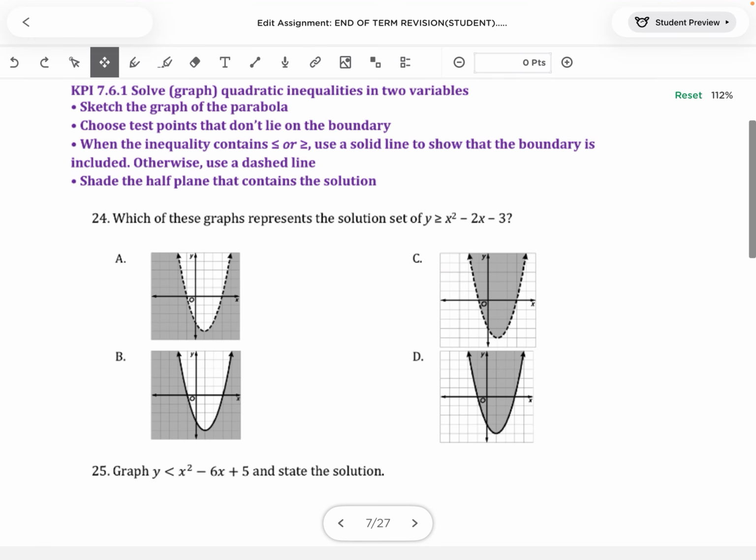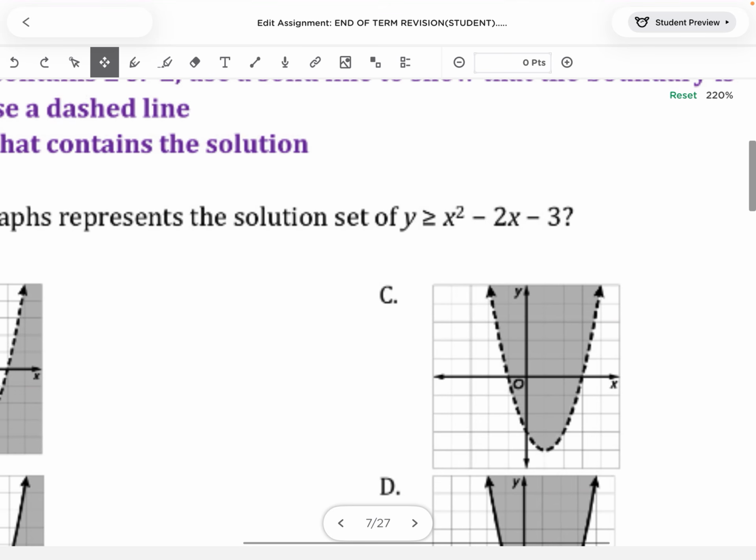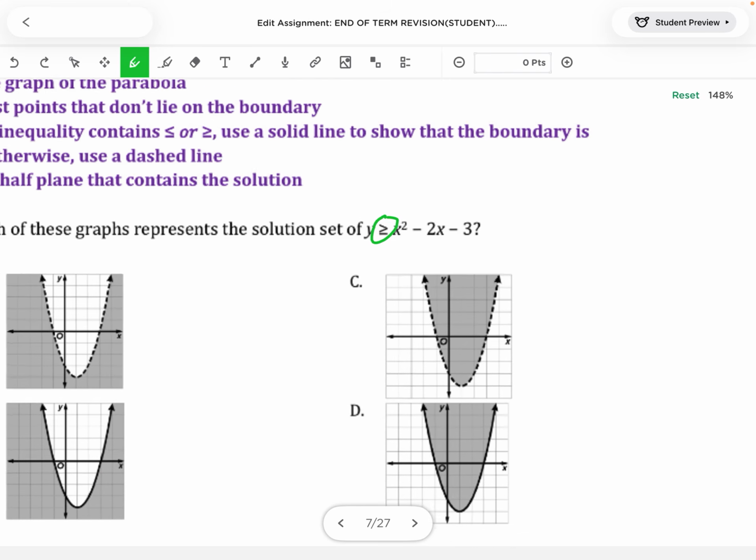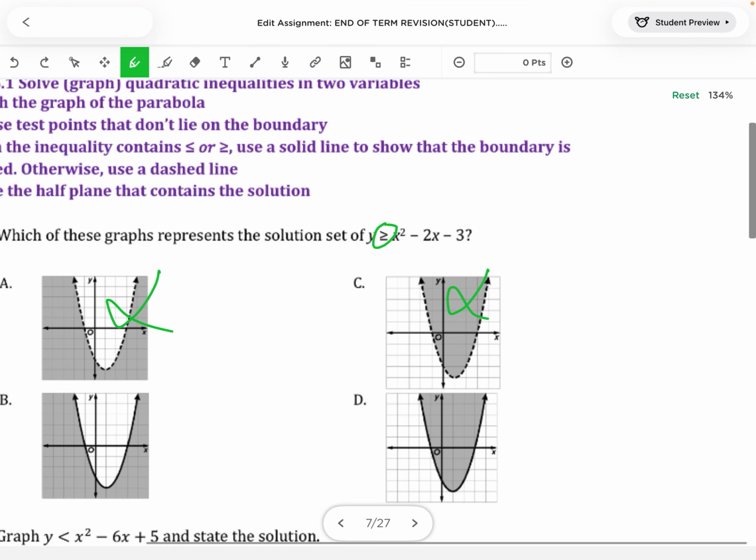Okay. Which of the following represent the solution of y greater than or equals? Since I have greater than or equals, I will cancel these two, because the graph is solid. Equal sign means the line is continuous. That's it. How would I know that the answer is B or D?